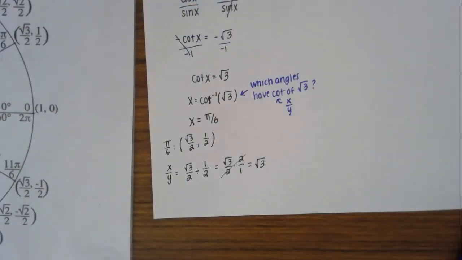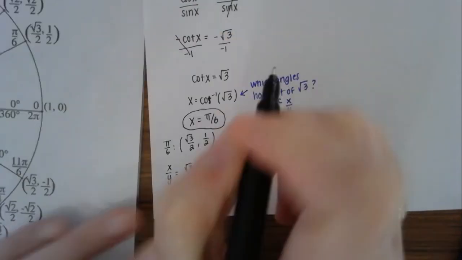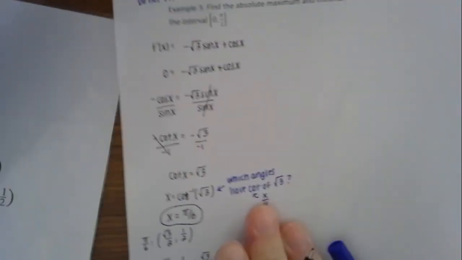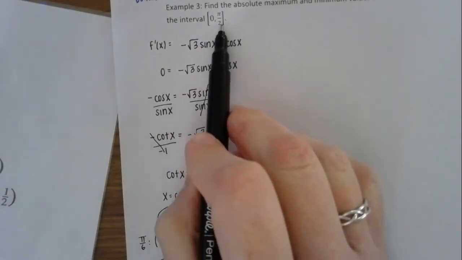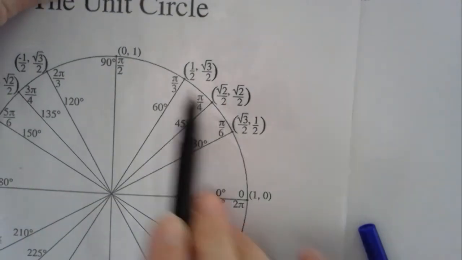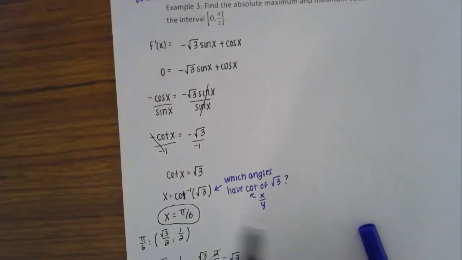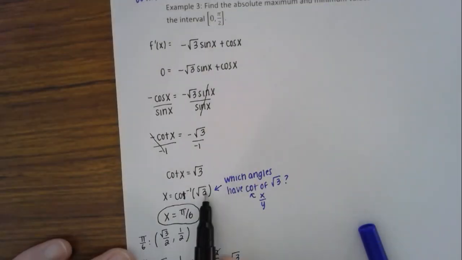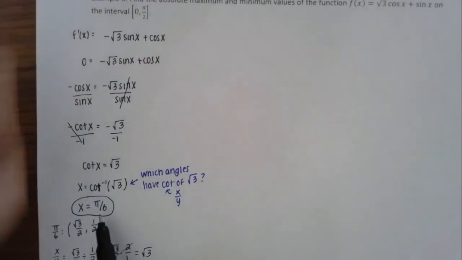And I only have to worry about this one critical number here, because if I go back up and look at the interval that I'm working on, I'm only working on the interval from 0 to pi over 2. And since pi over 2 is right here, I only have to worry about this first quadrant value. So that's going to be the only value in that interval that's going to have a cotangent of √3. So here's my critical number.